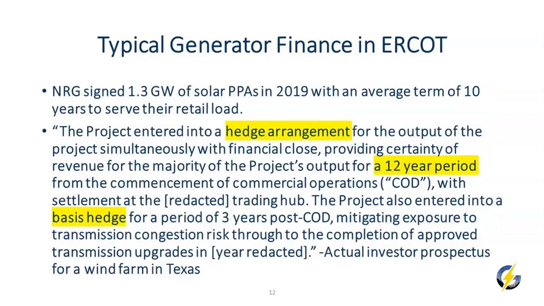And just as one example, I'll close on this slide here. NRG is one company there. They're a retailer in Texas. They signed 1.3 gigawatts of solar PPAs with an average term of 10 years. So that helps to finance that new generation.